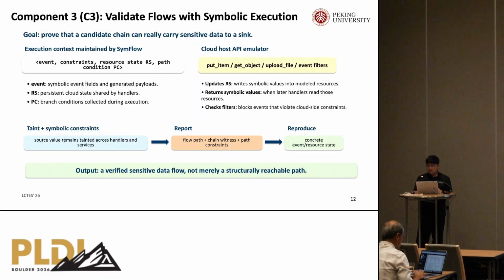In parallel, taint checking follows the source value through symbolic expressions and model cloud operations. A flow is reported only when tainted data reaches a critical sink, together with the event train willingness and path constraints needed to reproduce it.